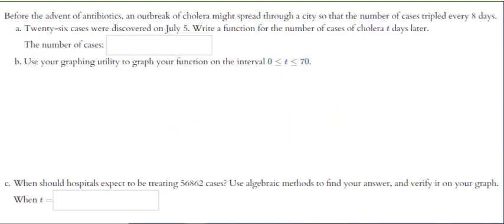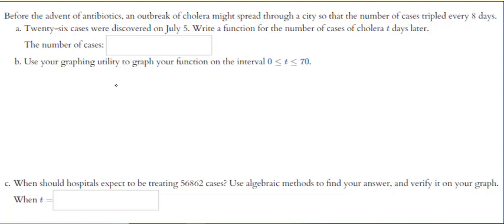Now, before the advent of antibiotics, an outbreak of cholera might spread through a city so that the number of cases tripled every 8 days. So we've got something happening over so many days, right? 26 cases were discovered on July the 5th. Write a function for the number of cases t days later.